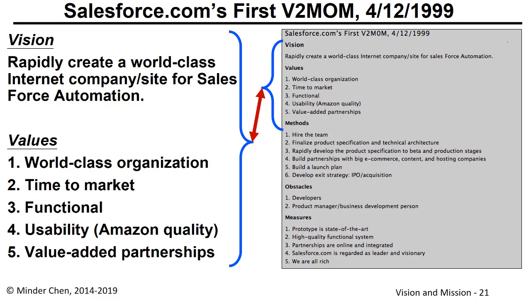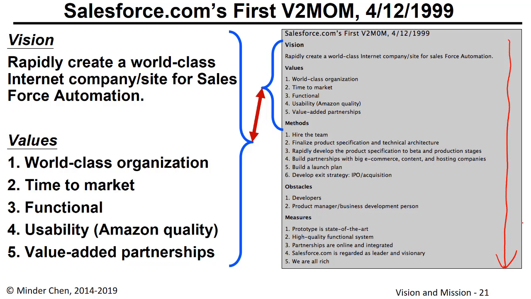So as you can tell, they can basically put their vision, values, methods, obstacles, and measures in just one piece of paper. Okay. Very concise. Everybody can remember it, hopefully. And unlike some organizations, even their mission statement can be too long for anybody to recite. Okay. So I kind of blow up each of the segments.